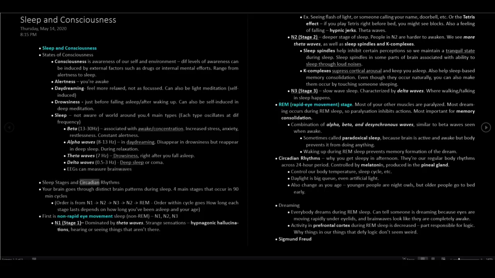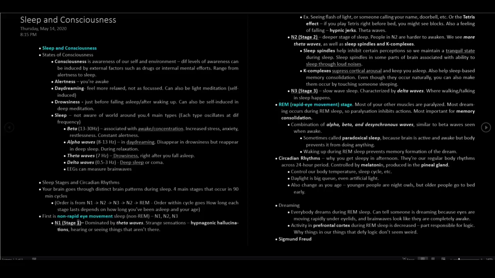Sleep stages and circadian rhythms. Your brain goes through distinct brain patterns during sleep. There are four main stages that occur in 90-minute cycles. The order is N1, N2, N3, N2, REM. How long each stage lasts depends on how long you've been asleep and your age. First is non-rapid eye movement sleep, non-REM: N1, N2, N3.